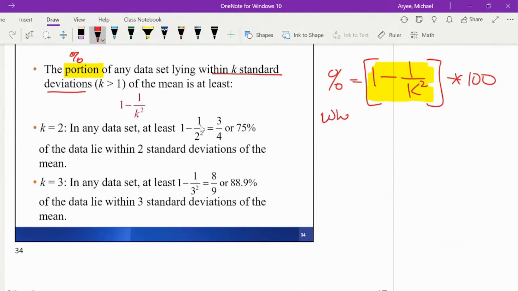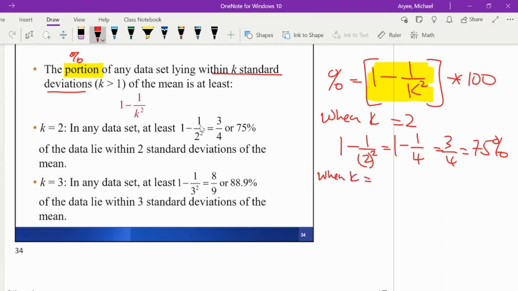Now, when k is equal to 2, you're going to do 1 minus 1 over 2 squared, which is 1 minus 1 over 4. This is 3 over 4, which is 75%. So when k is equal to 2, at least 75% of your data lies within that.